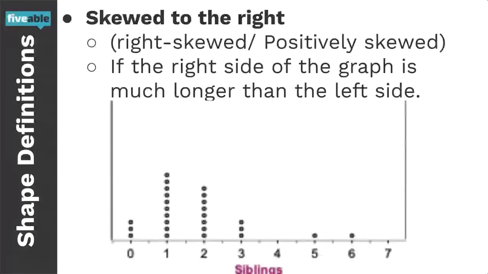We also have what's called skewed to the right. Right skewed, or positively skewed, is sometimes how it's referred to. If the right side of the graph is much longer than the left side of the graph, we call it skewed to the right. You can also think about where the tail is. If I were to draw a little line above it, where does the tail go? The tail goes to the right here, so we call it skewed to the right.